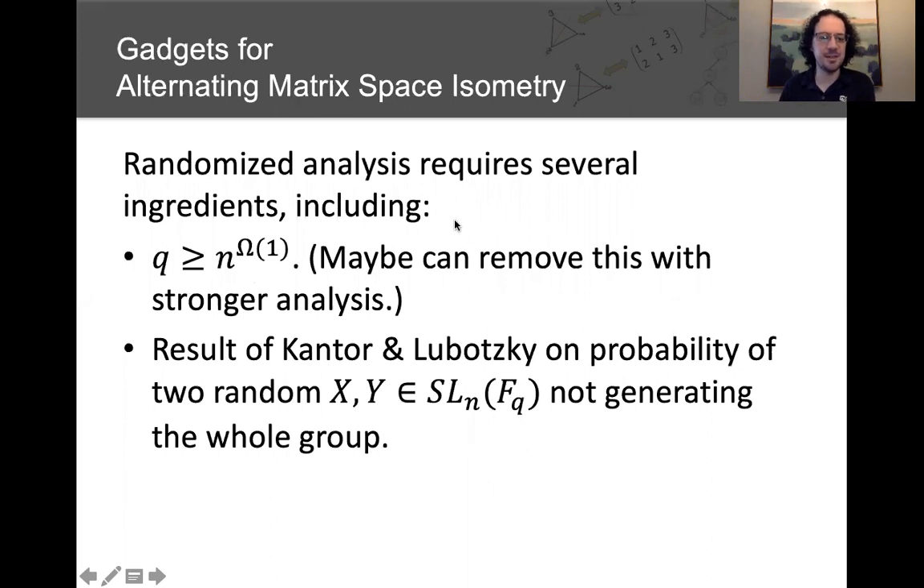So the randomized analysis itself requires several ingredients, one of which is that the prime be large. This may be removable with sort of a tighter analysis here. And the other is a result from 1990 of Cantor and Lubotzky on the probability that two random matrices in SLn don't generate the whole group. Okay. And then these are sort of the two big things that we need, but a lot goes into this randomized analysis to show that the randomized construction we have actually does this thing of restricting to the diagonal subgroup.